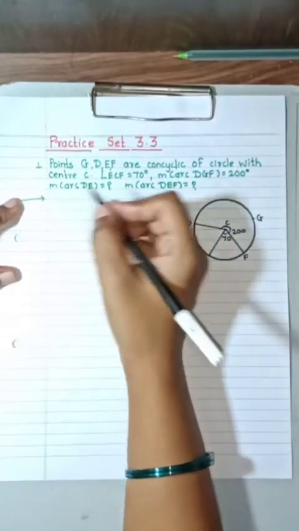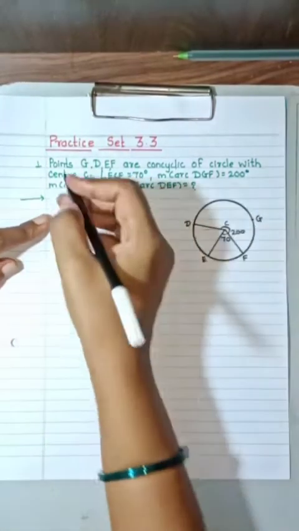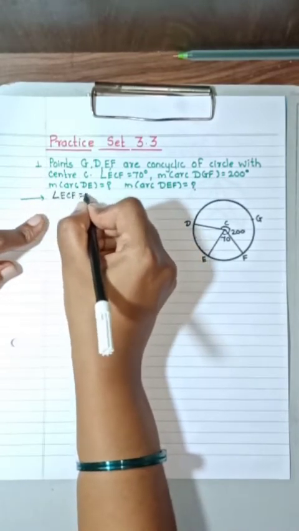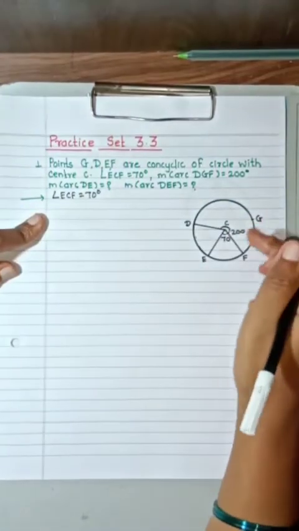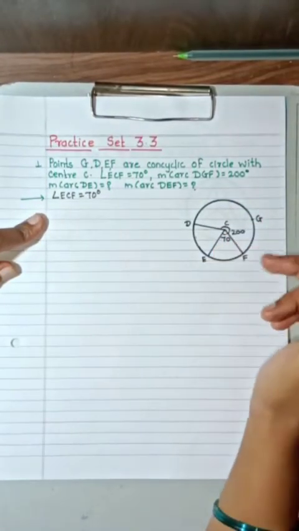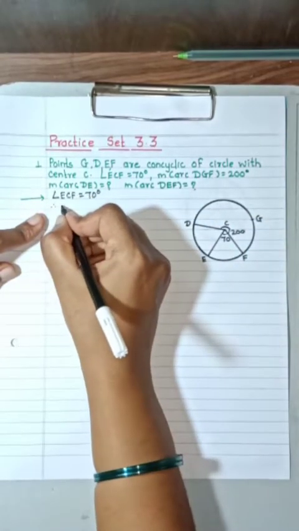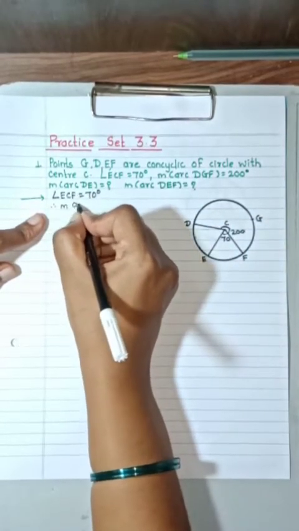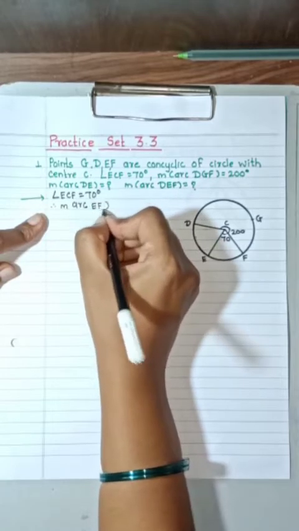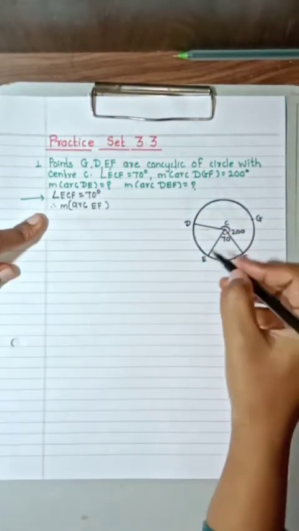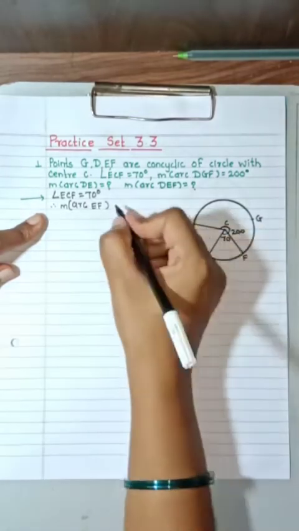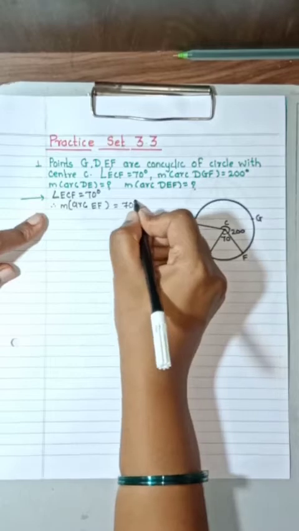So what we'll do first in solution, what is given to you all? Angle ECF is equal to 70 degrees. You can see this ECF is 70 degrees. Therefore measurement of arc EF, if angle ECF is 70 degrees, therefore this arc EF is also equal to 70 degrees.